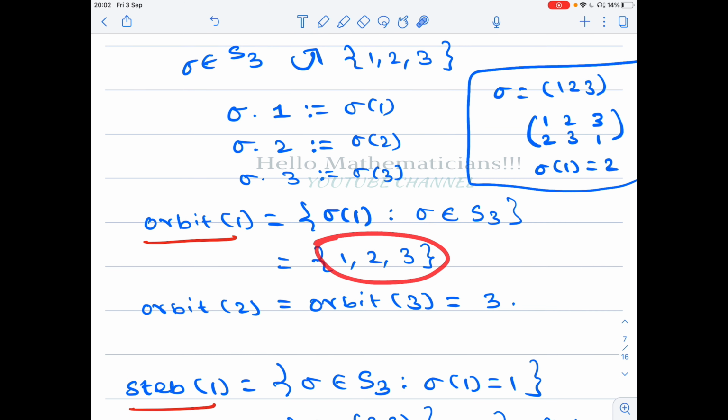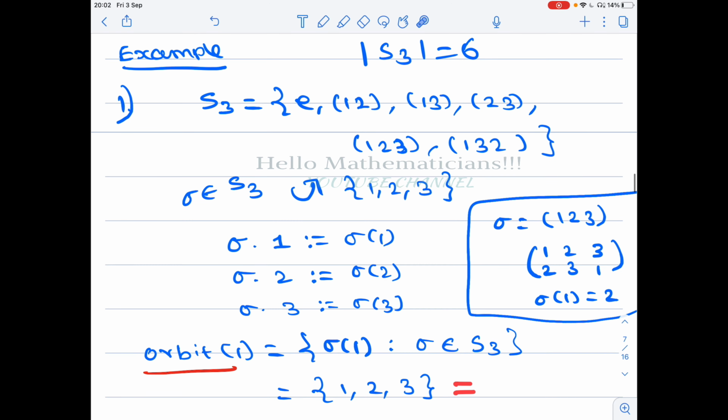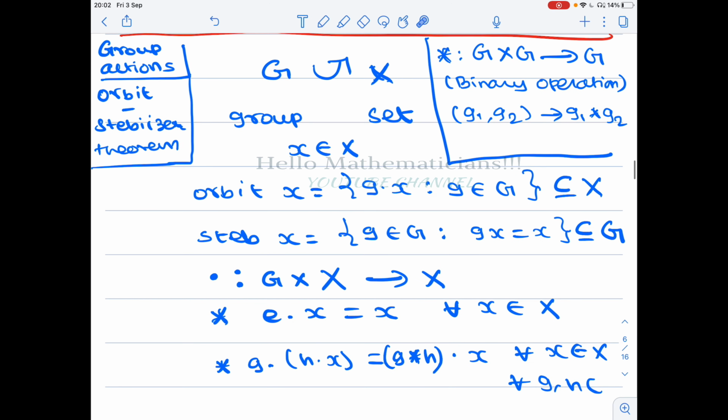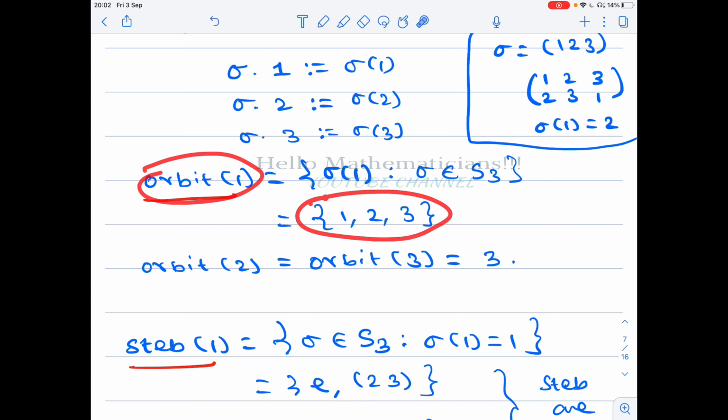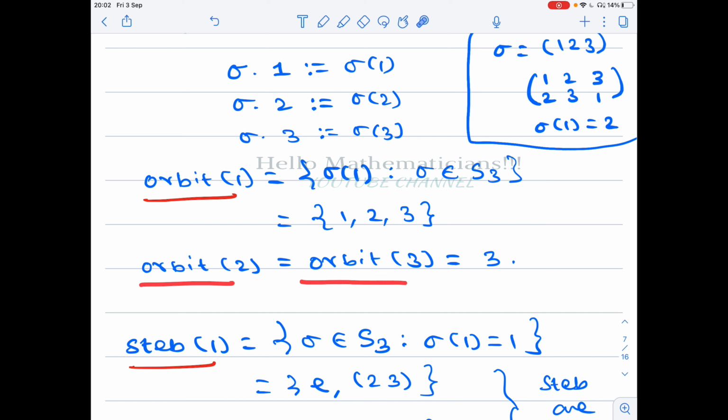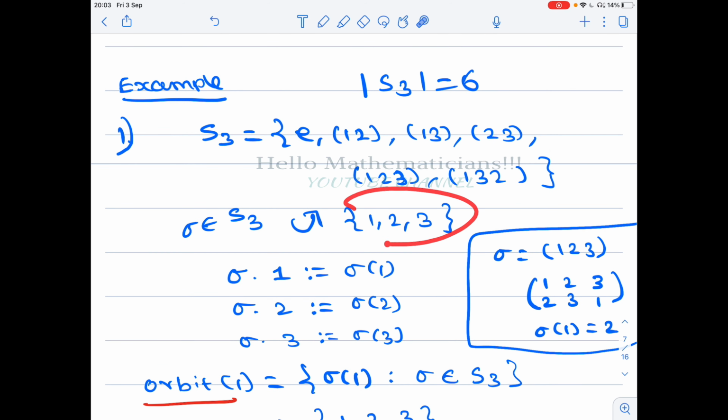Therefore the orbit is equal to the full set. Since the orbit is a subset of X, it cannot be something larger than X. Once you get all the elements of X in the orbit, that is the maximum. So we get the orbit of 1 equal to {1, 2, 3}. Similarly, for other elements also, you can conclude that the cardinality of the orbit equals 3. In other words, each orbit is equal to the full set {1, 2, 3} on which the group is acting.